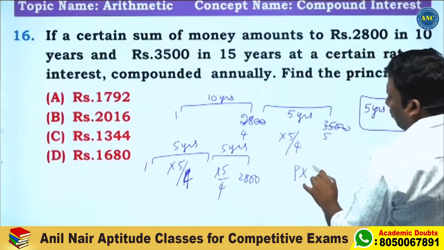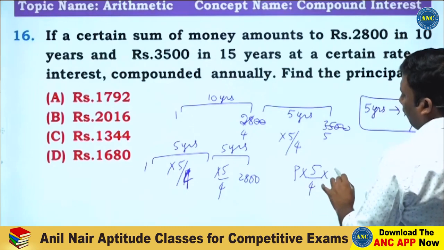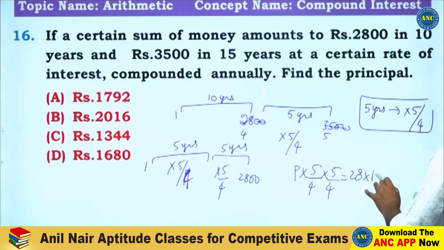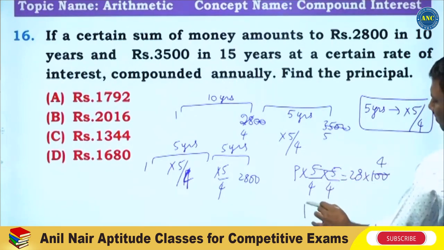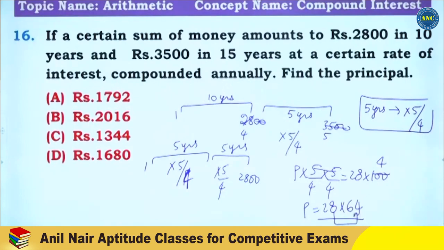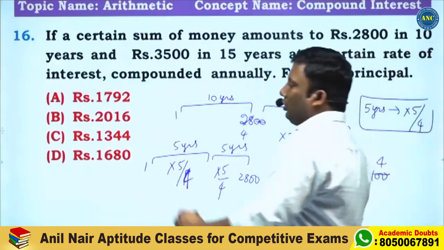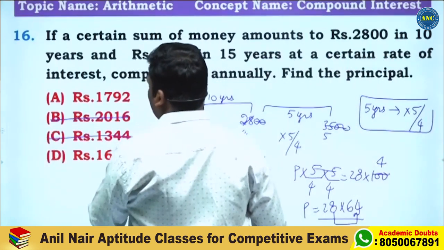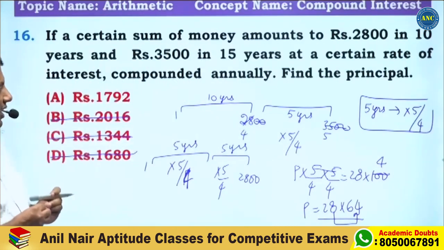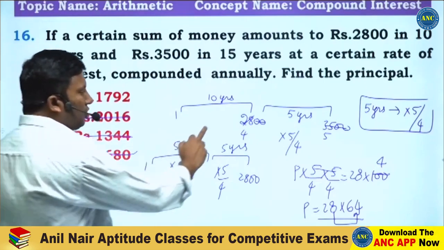So P into 5 by 4 into 5 by 4 is equivalent to 28 into 100. 25 4s are 100. So P will become 28 into 64. Rightmost non-zero digit: 8 4s are 32. Unit digit should be 2. Is the idea clear? Very, very easy questions.